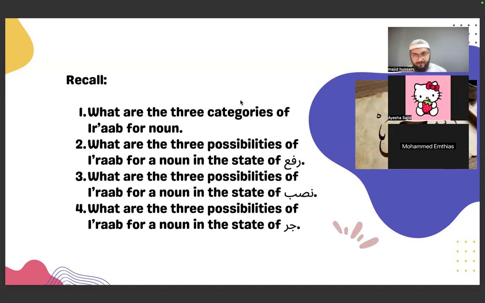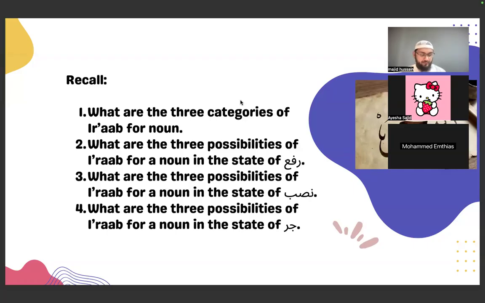At the moment, I'm asking only nasab. That means singular, fathatain. Then in the dual, it will be ya nun. And in the plural, it will be also ya nun.